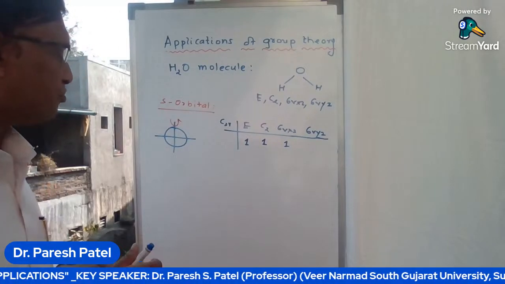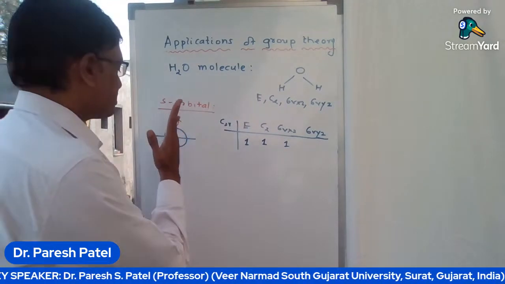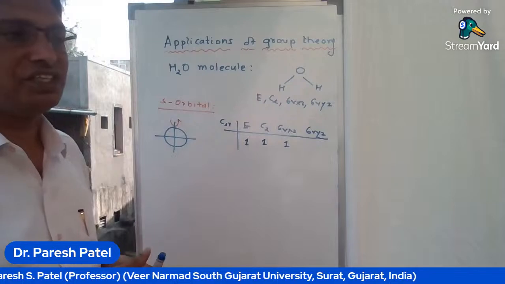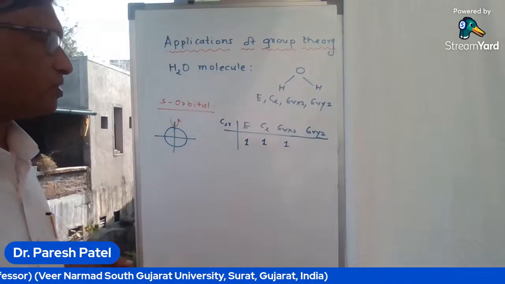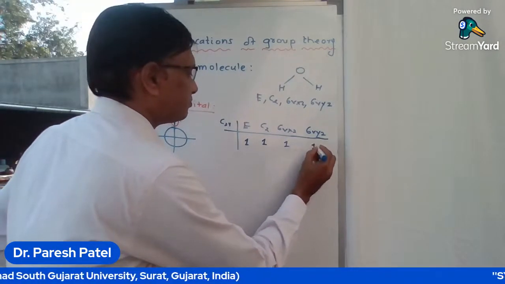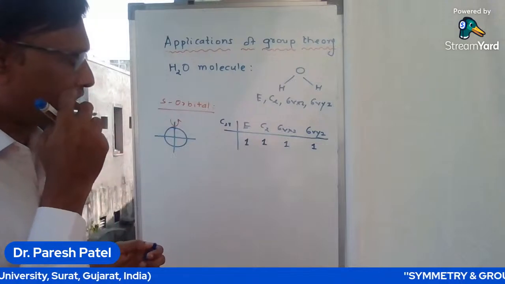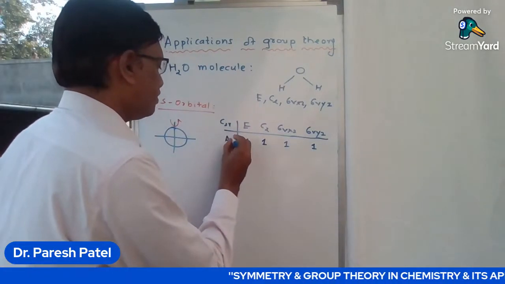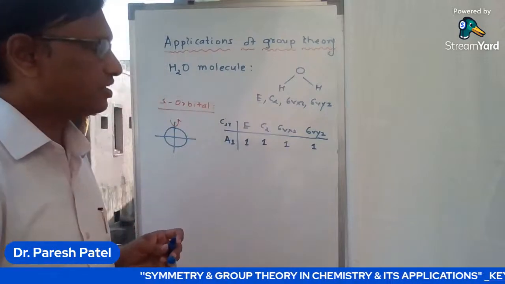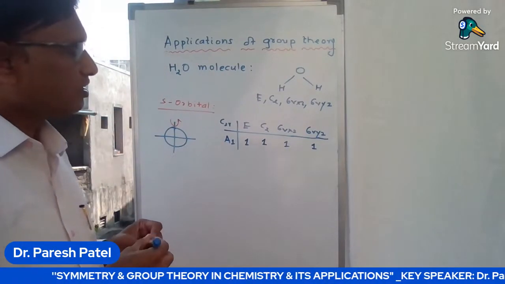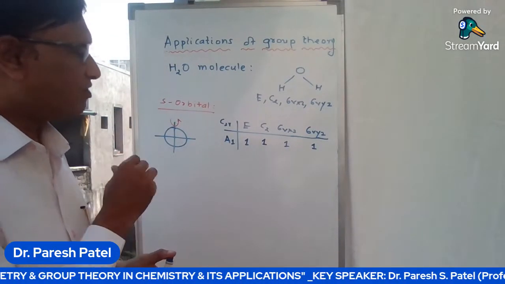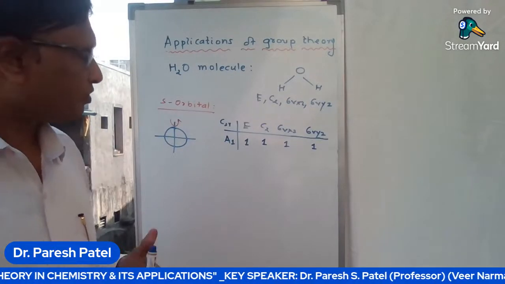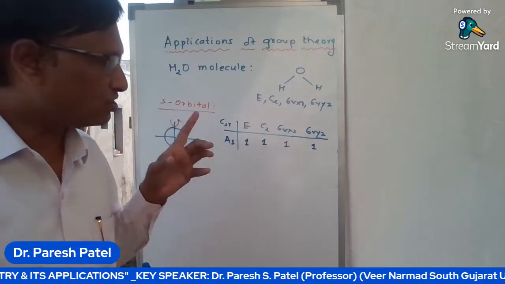Sigma Yz: if we operate the sigma Yz symmetry operation, there is no change in the spherical shape of the s orbital, so the character is 1. Now, whenever we talk about the C2V point group, it corresponds to the A1 irreducible representation. From the character table, we can predict that this is the contribution from s orbitals.